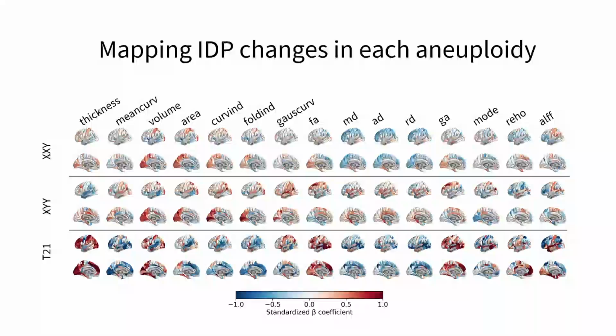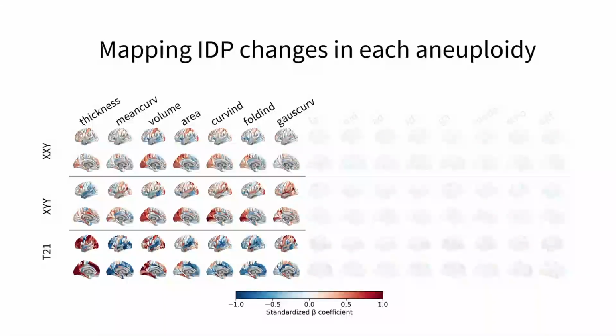And so we can project the standardized beta coefficients onto the cortical surface just to qualitatively assess differences in the brain patterning across the aneuploidies that are listed in the rows and the IDPs that are listed in the columns. And so I'll bring your attention first to a set of morphometric measures that have previously been studied. And so we see that for XXY and XYY, we replicate previous findings of concurrent increases in gray matter volume and surface area in frontotemporal areas, as well as gray matter volume and surface area decreases in occipitoparietal areas.